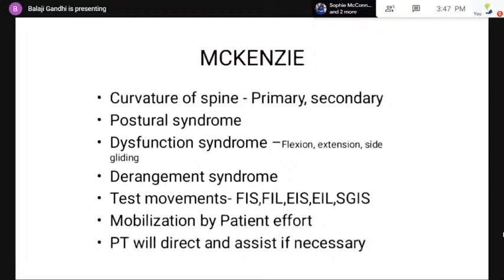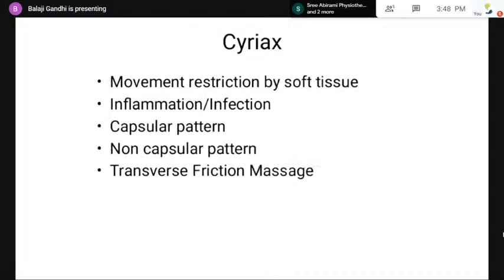Cyriax concept: movement restriction by the soft tissue. Not only the articular surfaces, but even the soft tissue surrounding the joint can also reduce the movement. So the restriction of movement can be offered by the soft tissue surrounding the joints.